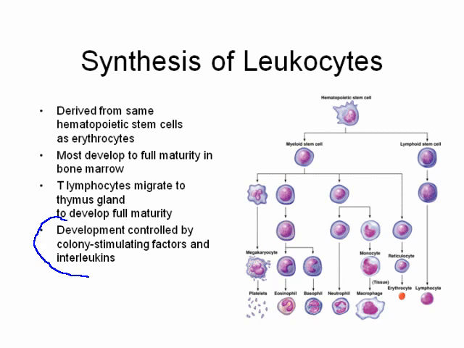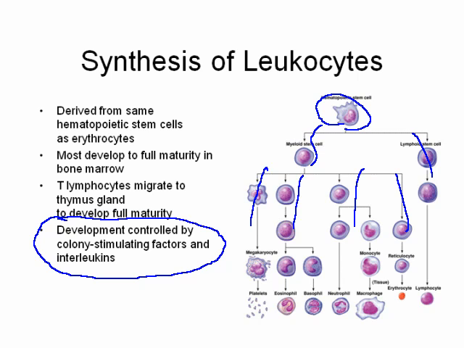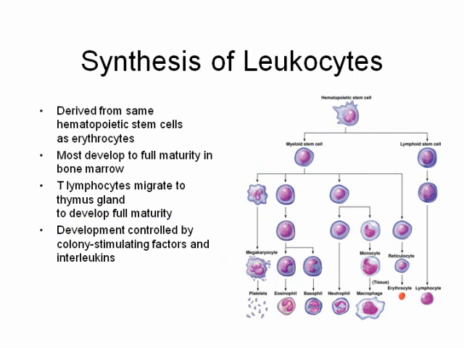And as I said, the development of all of these different cell types, starting from the hematopoietic stem cell, all of these different possible lineages, is controlled by what we call colony-stimulating factors. And the colony that we're referring to here is a large number of some specific cell type that is reproduced by these parent cells.